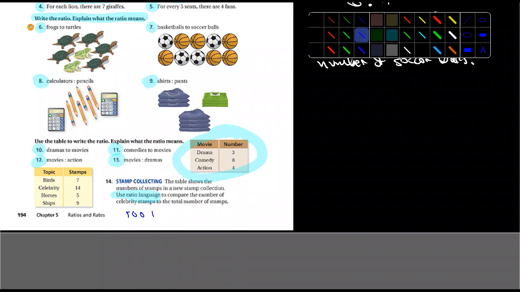Okay, any questions on this, you guys? Okay, number 13. Okay, so we're not doing 14? Yeah, 14, I want you to do it. Okay, the whole page of 196.